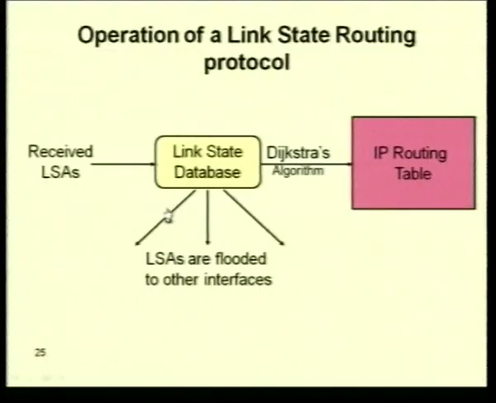So if you look at the basic operation of the link state routing protocol at each node, each node receives LSAs, stores them in the link state database and forwards the LSAs on other interfaces, so that LSA flooding takes place on other interfaces. Using this link state database, it runs Dijkstra's algorithm and constructs its IP routing table. So this is the overall operation of the link state routing protocol as it can be seen in each router.